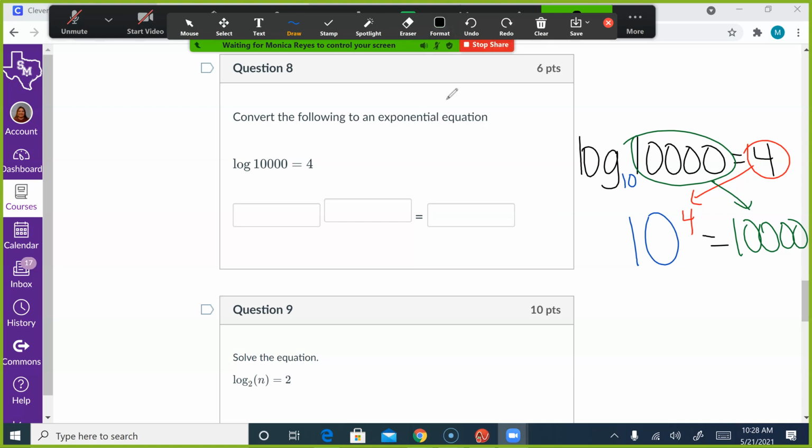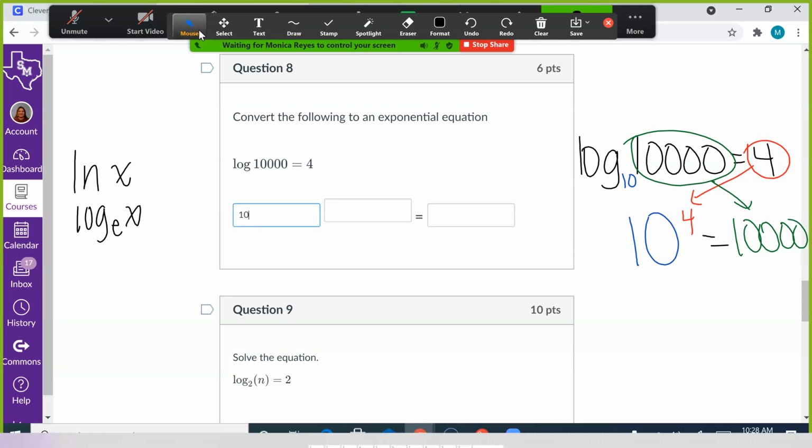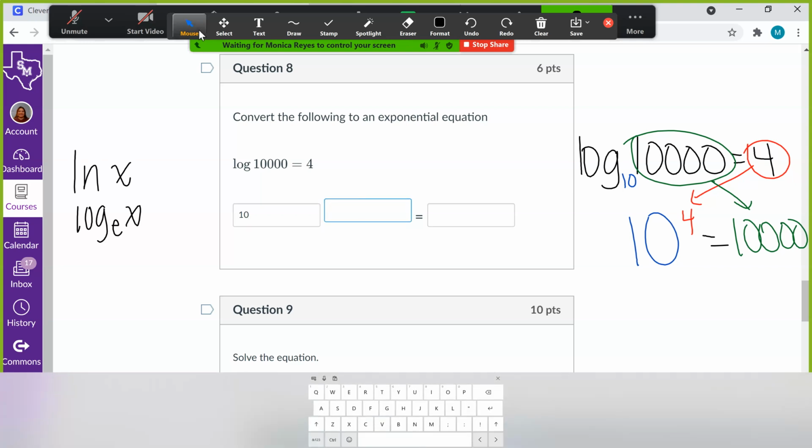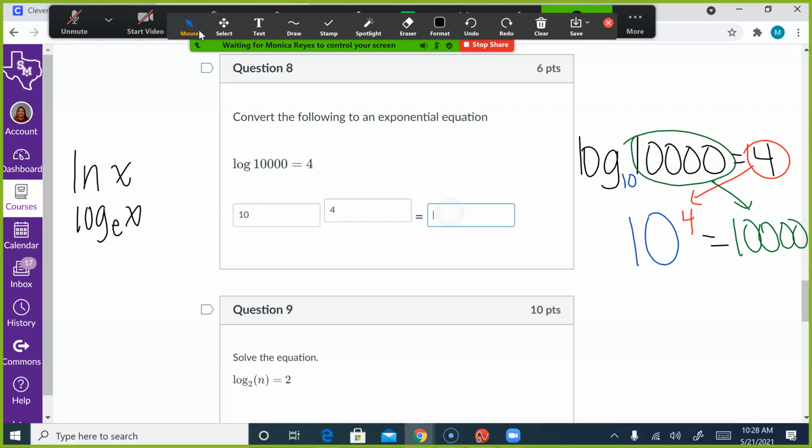Remember, if it's an LN, just like we did on the first example, then that means it's log with a base of e. I don't know if you're going to see that one, but you might when you do 9 and 10. Log with no base is 10. LN is log with base e. All right, so for this problem, we're just typing these 3 numbers in. So my base was 10. My exponent is 4. And it's equal to the 10,000.